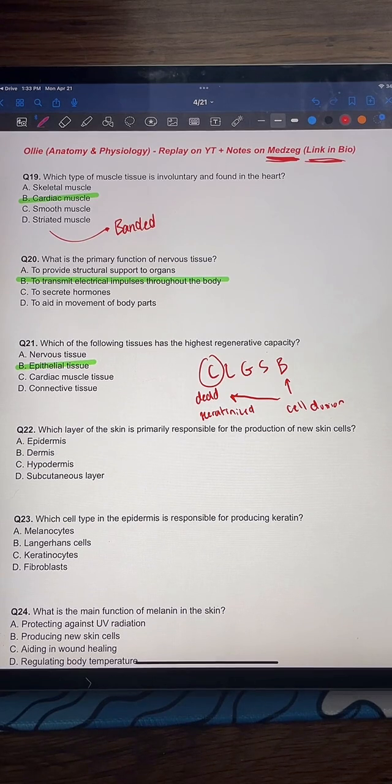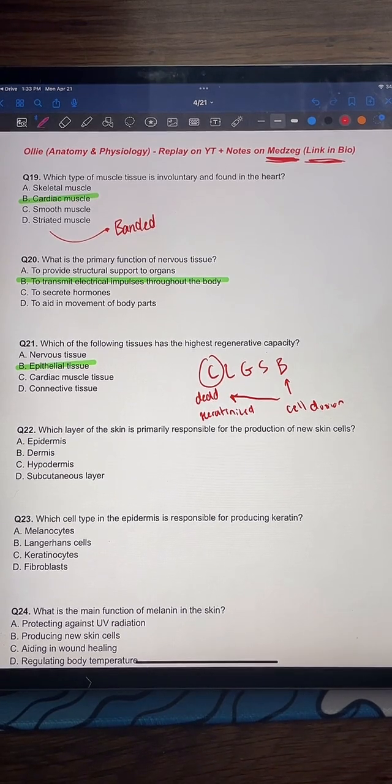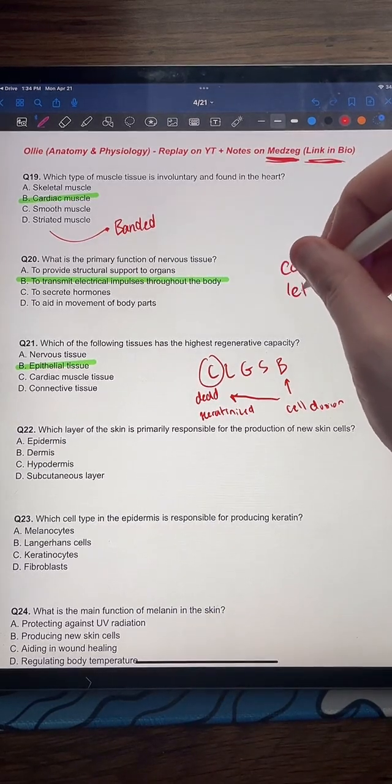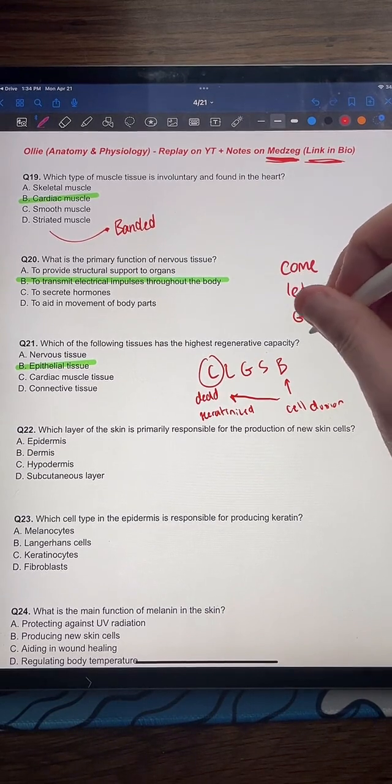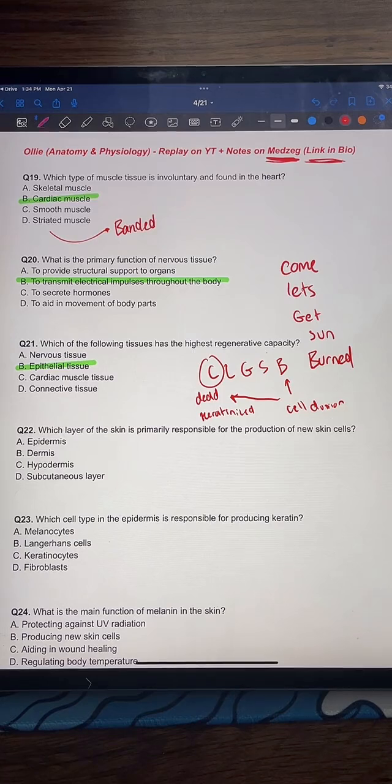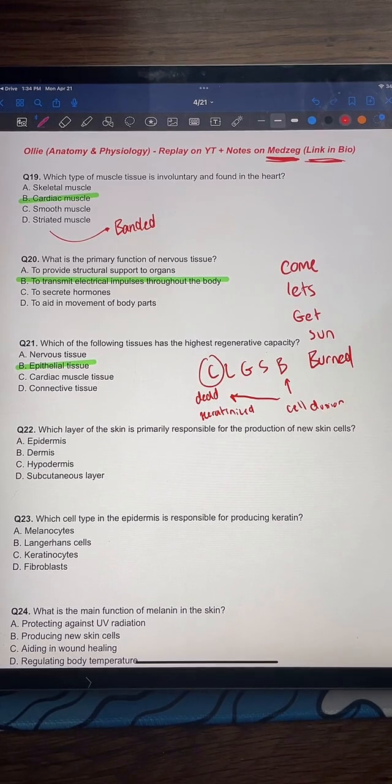Does that make sense, everybody, before I move on? But the mnemonic here is, come, let's get sunburned, for the layers of the epidermis. So come, let's get sunburned for the epidermis.